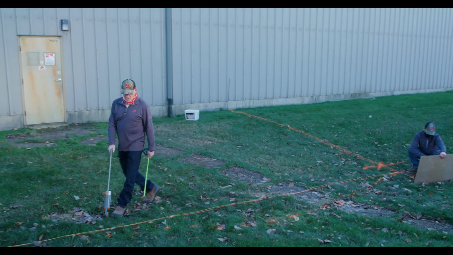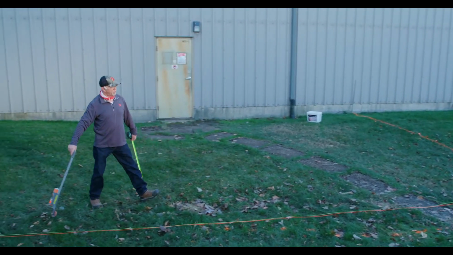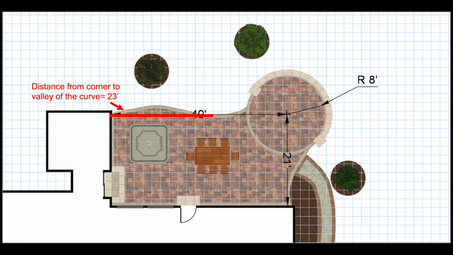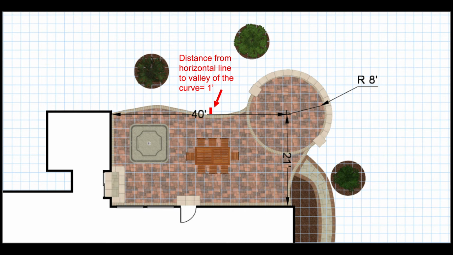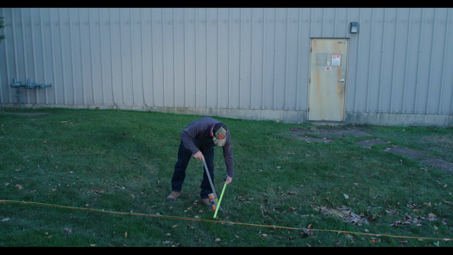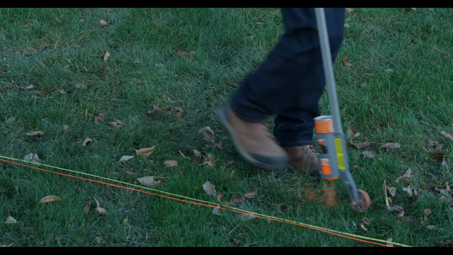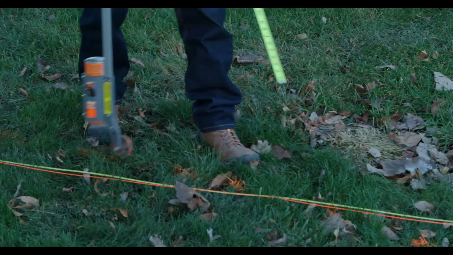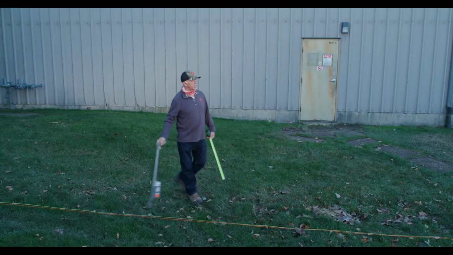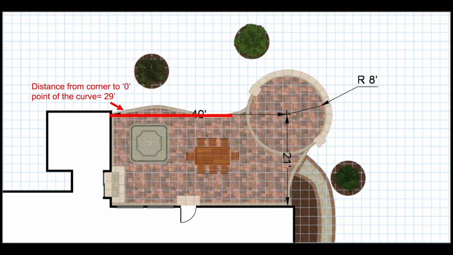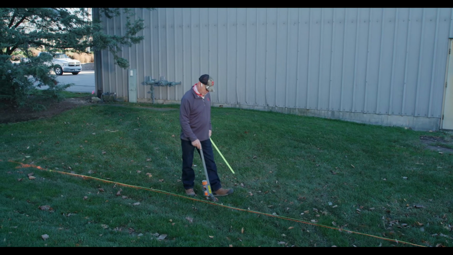Jim, how far is that come to the farthest point towards the structure? 1 foot in at 23 feet. 23 feet, we're going to be 1 foot in. Okay. Very good. At what point does that reconnect to 21 feet? 29 feet. At 29 foot distance, we come back to our 0 point here. Okay.